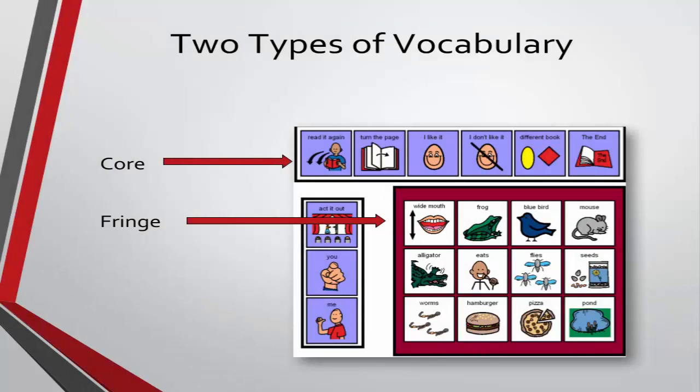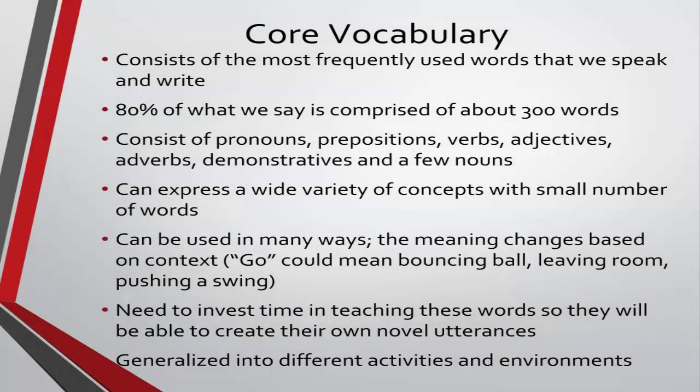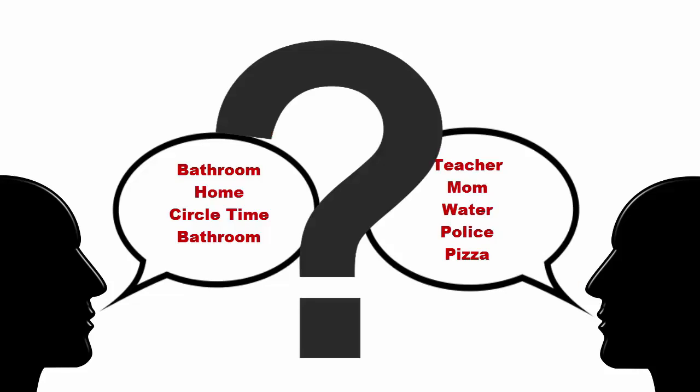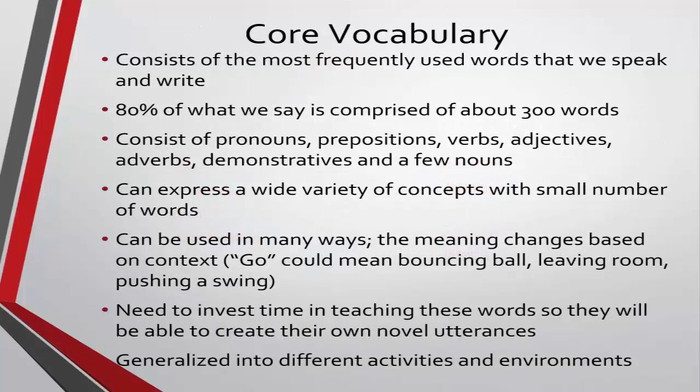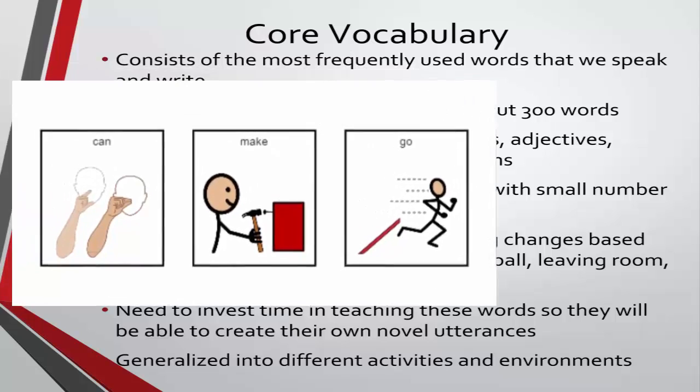We're going to talk about vocabulary, core words, and fringe words. Core words consist of 80% of what we say. If we took a language sample, the top 300 to 400 words are core words. We don't talk in nouns. Okay. So we tend to put those nouns and things mostly on their devices and don't teach them these core words that could be used across all these environments to say 80% of what they need to say. We need to spend time teaching them because they are abstract. It's hard to have a picture for can or make. It's hard to teach them.